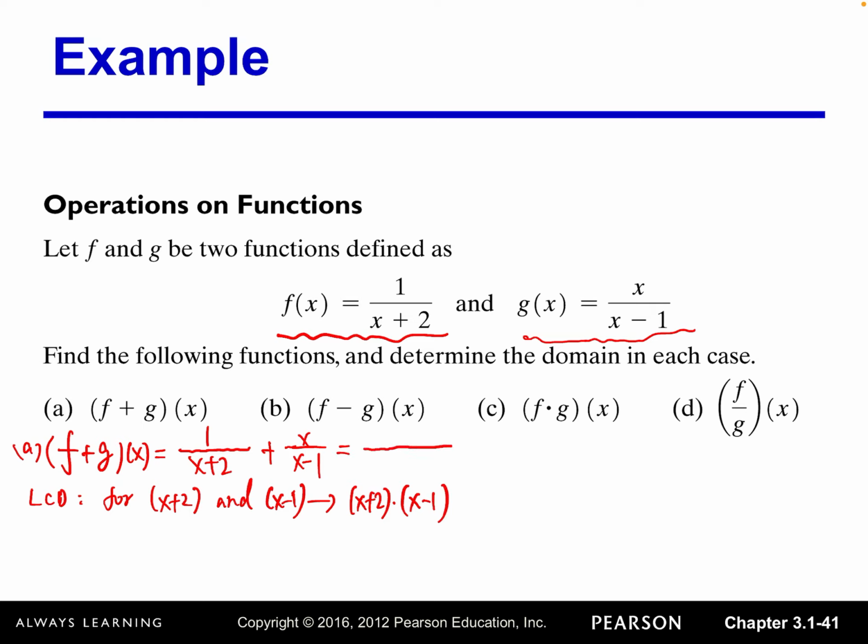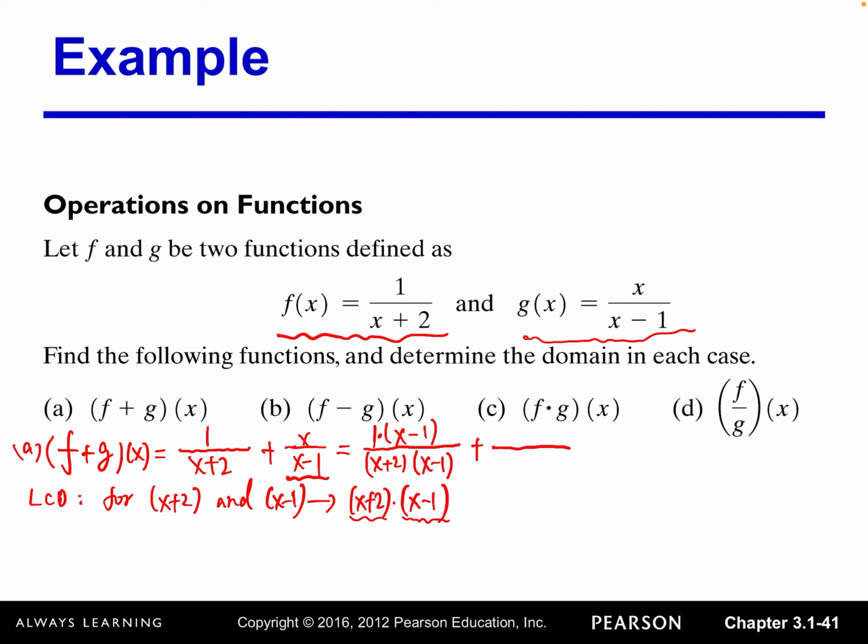All right, so now we rewrite each rational expression with the LCD. The first one, the original denominator has x plus 2, but for the LCD, we need to multiply by x minus 1 in the denominator. So the numerator also needs to be multiplied by x minus 1, so everything remains equivalent. Here the original 1 multiplied by x minus 1 is still x minus 1, but I just want to make sure you follow my logic, so I write it in detail.